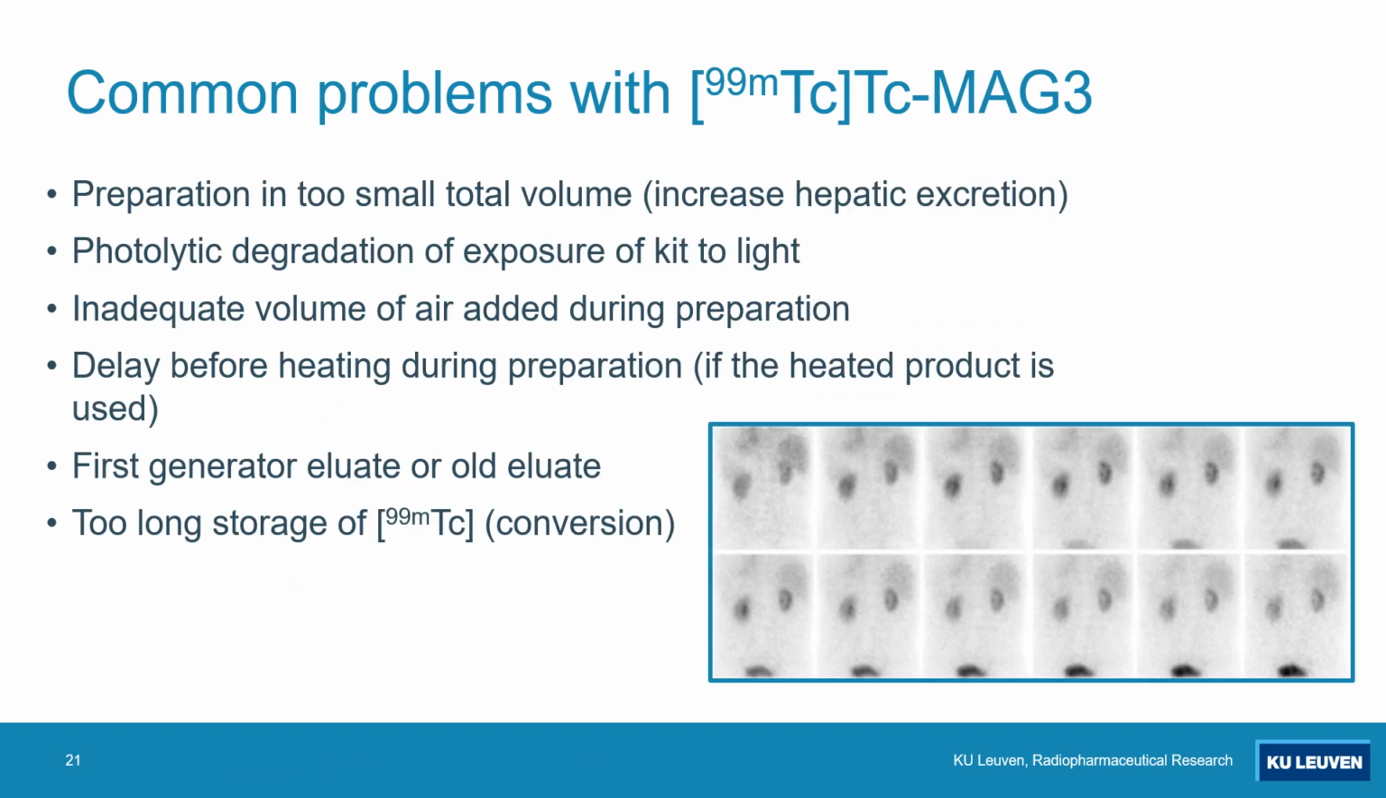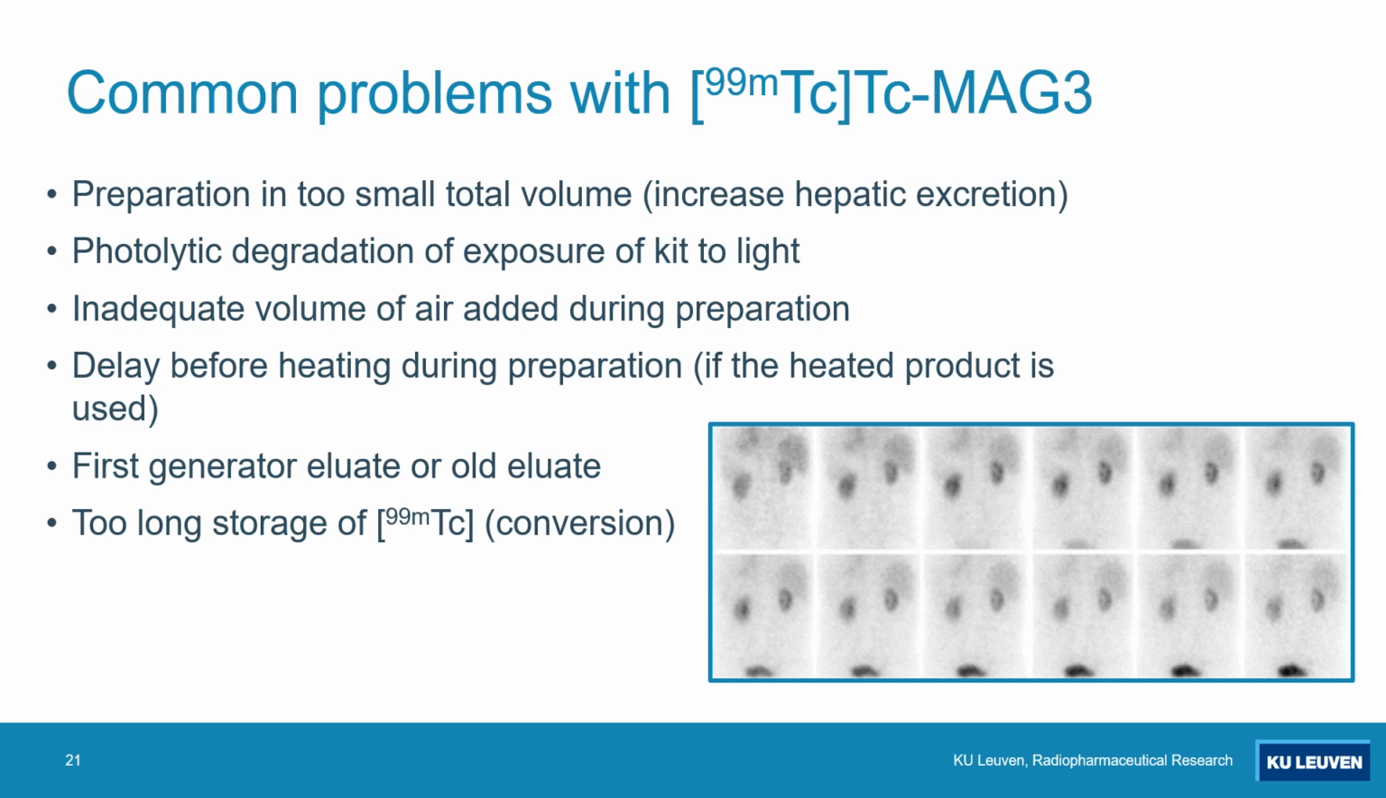Then MAC3, as discussed before in depth. If you have a too small volume, it can increase hepatic excretion. Exposure of the kit to light can be problematic. Inadequate volume of air added during the preparation will lead to more stannous ions still available, and that influences the rest of the radiolabeling procedure.